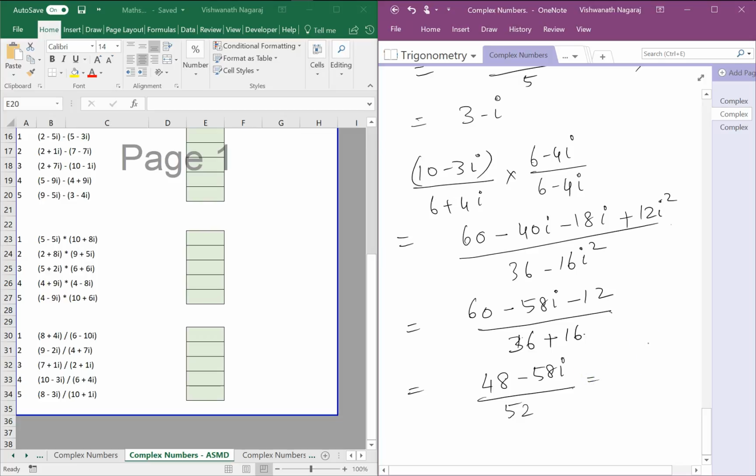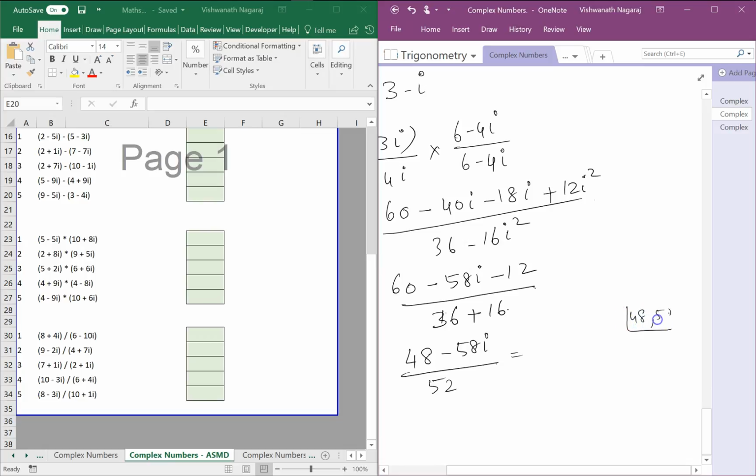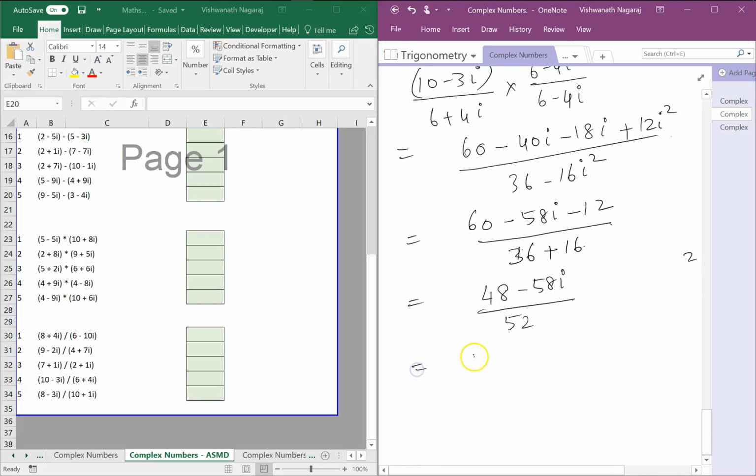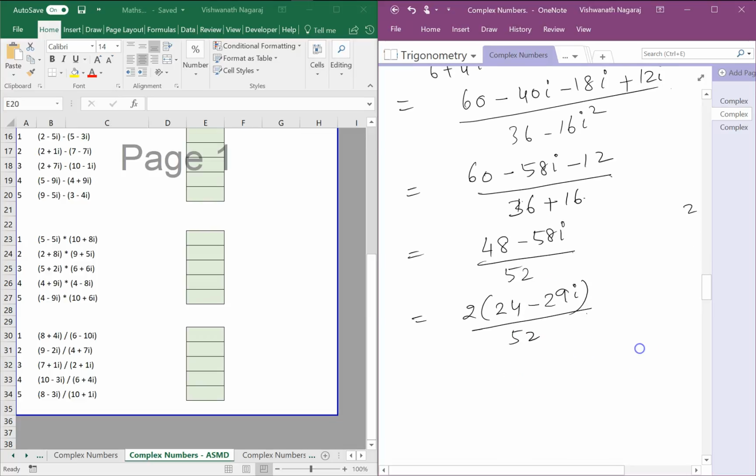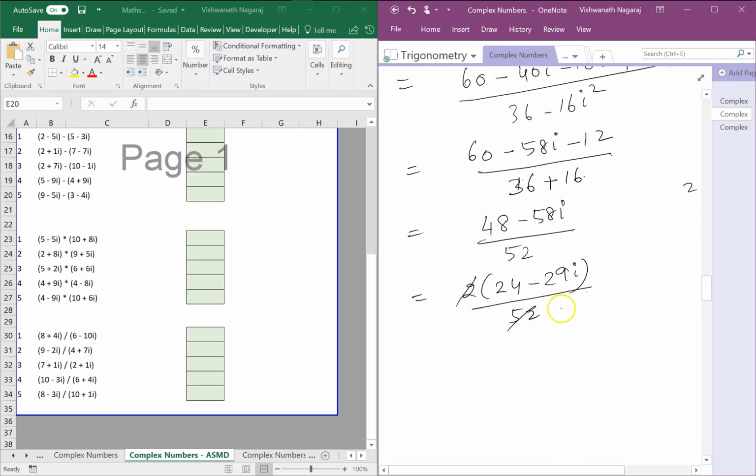Okay, so we can take something common out. 48, 58: 2 2s are 4, 2 4s are 8, 2 9s are 18. Only 2 is common. Okay, 2 into 24 minus 29i. Okay, let's do it neatly. Just keep verifying there and then itself. Okay, now you can cancel this. 2 2s are 4, 2 6s are 12. So the answer is 24 minus 29i by 26.